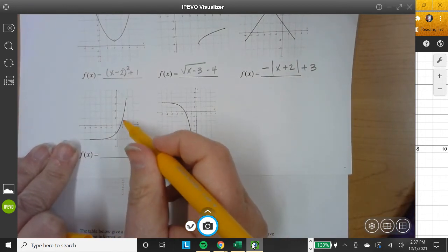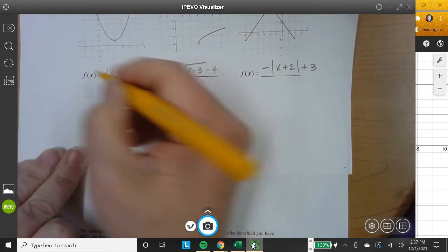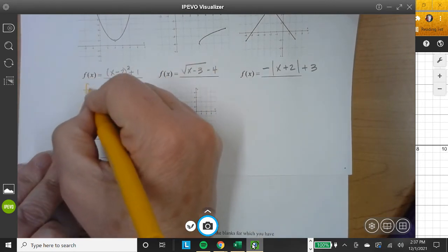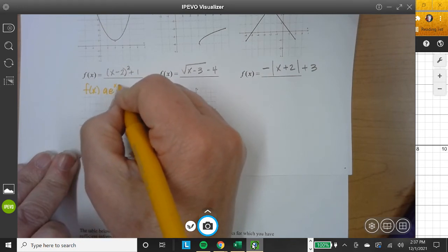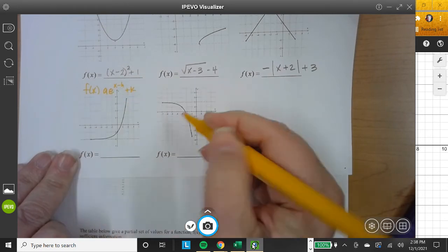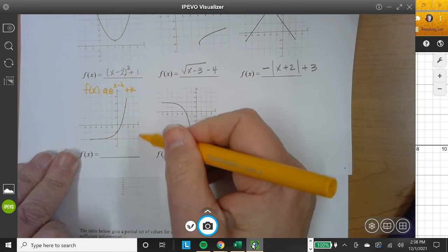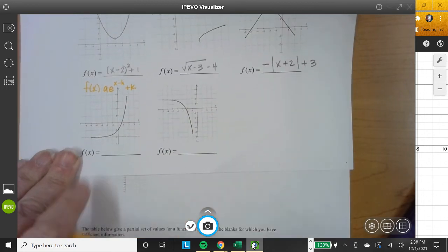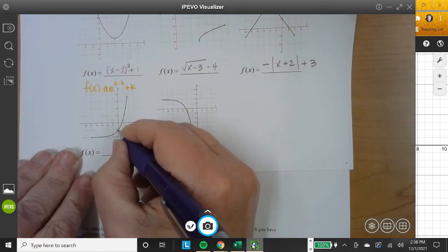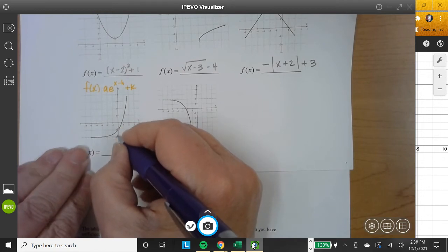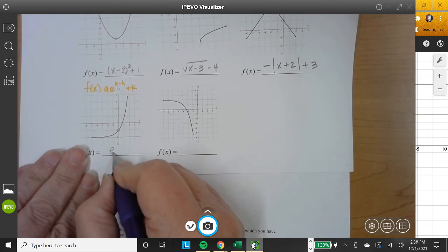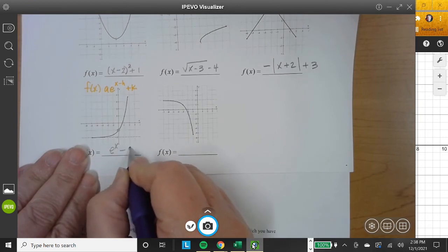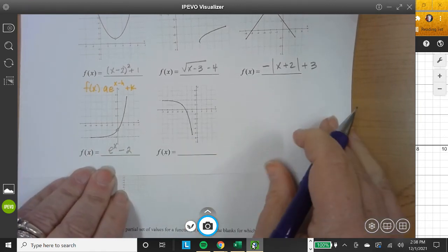1, 2, 3. Actually, yeah, okay. So this is e to the x. So its generic form is going to be a e to the x minus h plus k. The shift down is where the asymptote is, and then the shift left or right. What I do is I look at the point (0, 1), which is above the asymptote, and it's not shifted left or right. So this is just e to the x minus 2 because it's shifted down 2.